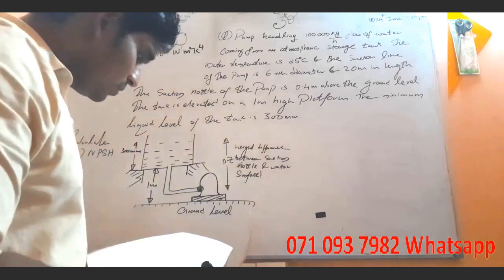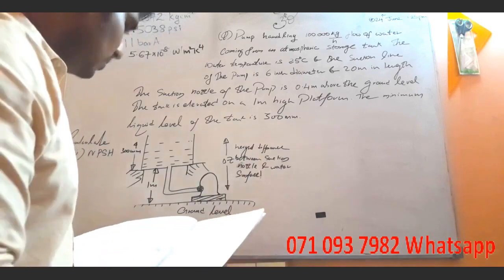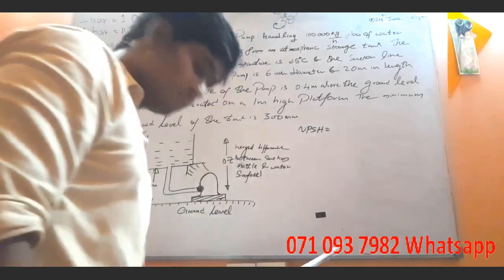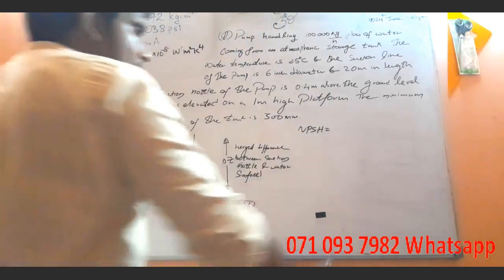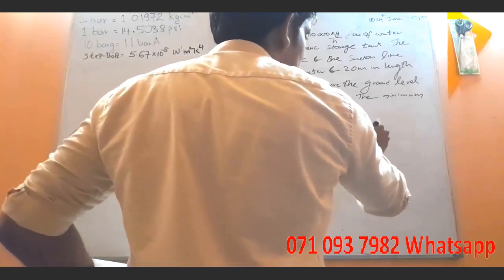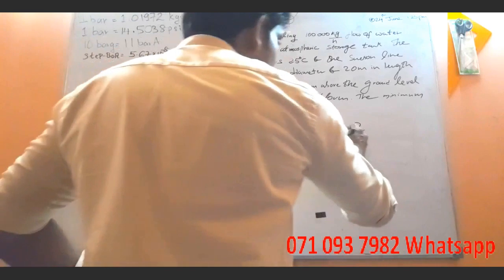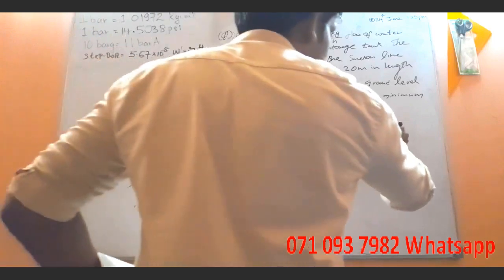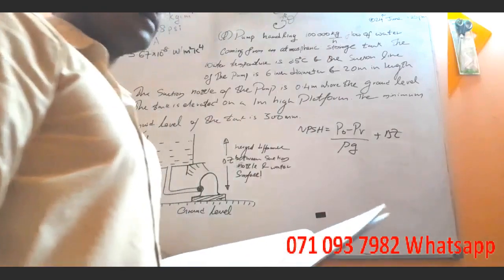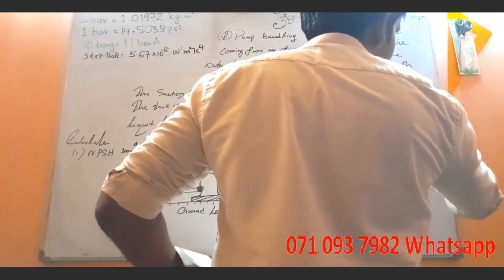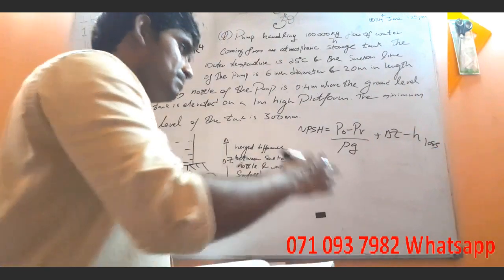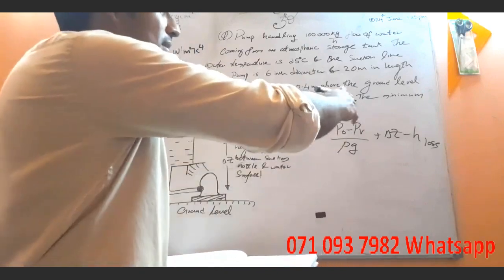Now for that there is a particular equation. Net positive suction head equals (P naught minus PV) divided by rho G, plus delta Z, minus head loss, that is H loss.